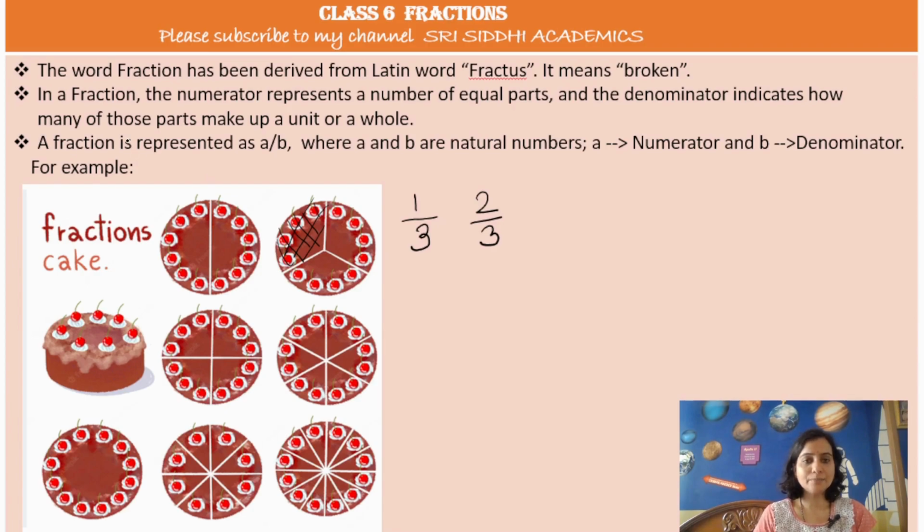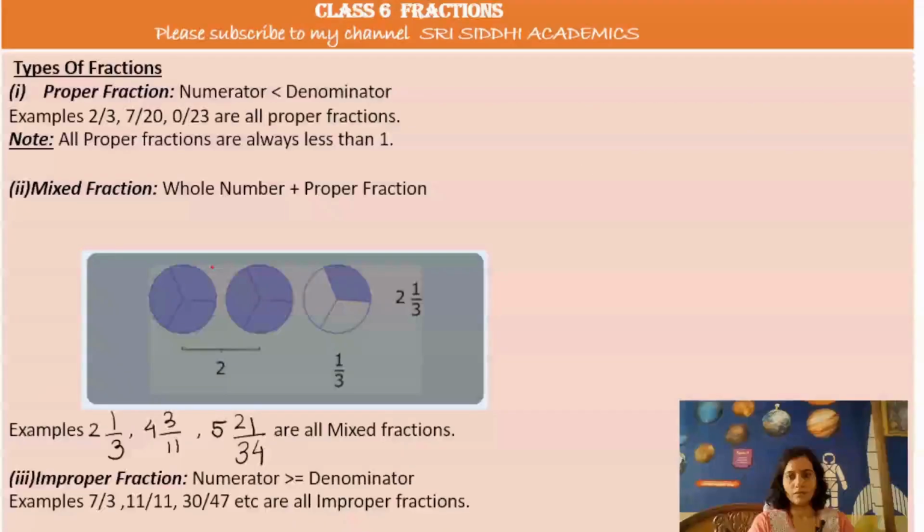Now, what does the third point say? Third point says a fraction is represented as a by b, where a and b are natural numbers. Okay, a is the numerator and b will be the denominator. ये तो हमने देख ही लिया. 2 by 3 मतलब a by b ही है, right? So this is how fractions are written. Okay, एक बीच में एक लाइन रहता है, एक बार रहता है, जिसे we read as by.